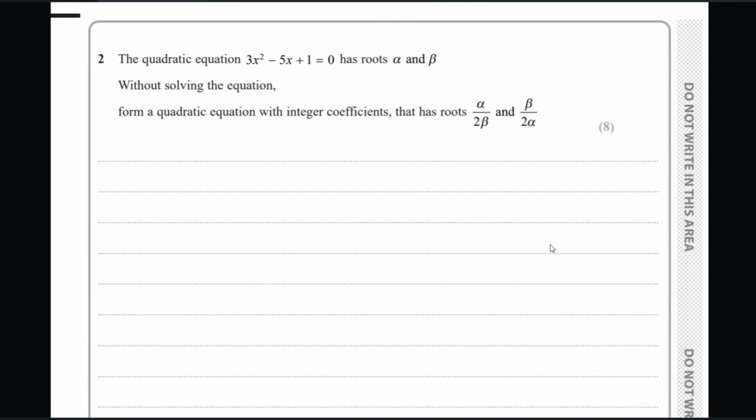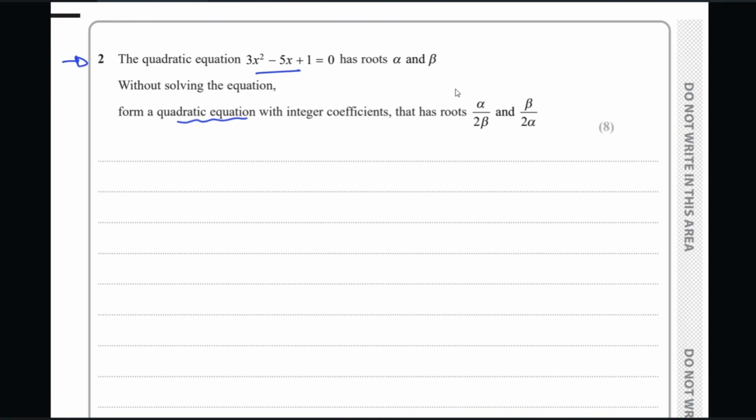Okay, question 2. The quadratic equation 3x squared minus 5x plus 1 is equal to 0 has roots alpha and beta. Without solving the equation, form a quadratic equation with integer coefficients that has roots alpha over 2 beta and beta over 2 alpha. So let's break this down. First, it says that this equation has two roots, alpha and beta. And it says without solving this equation, we need to form another quadratic equation with integer coefficients, a, b, and c. This equation would have roots alpha over 2 beta and beta over 2 alpha.